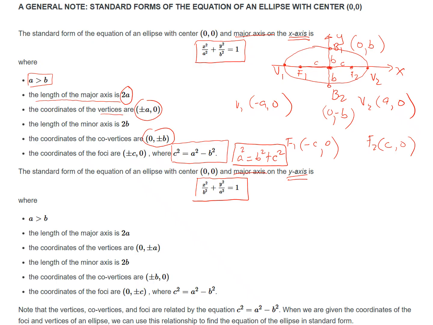So remember that whichever is the bigger number under a variable, for example, here we have y squared with a, assuming a is larger than b, then we can say that the major axis is on the y-axis. So again, the same condition here, a is greater than b, and the length of the major axis is still equal to 2a. The ellipse looks something like this now.